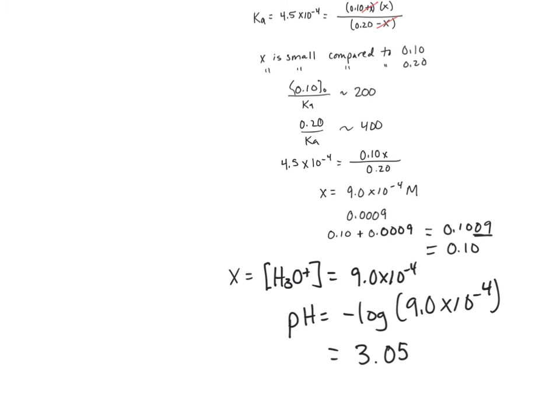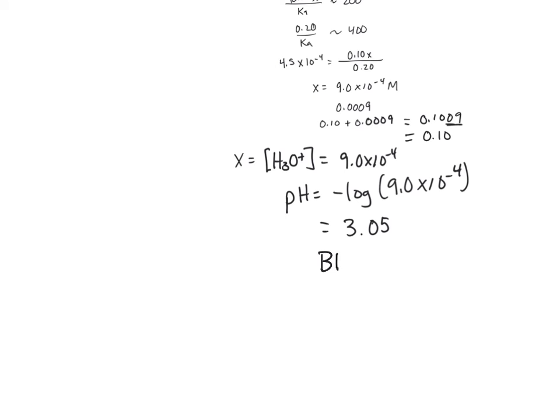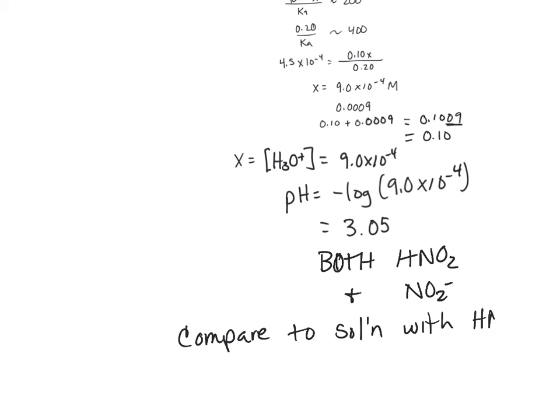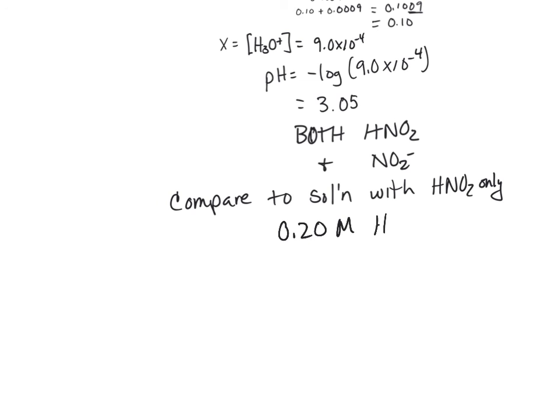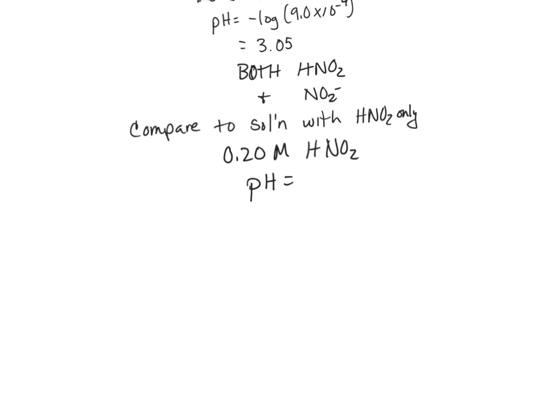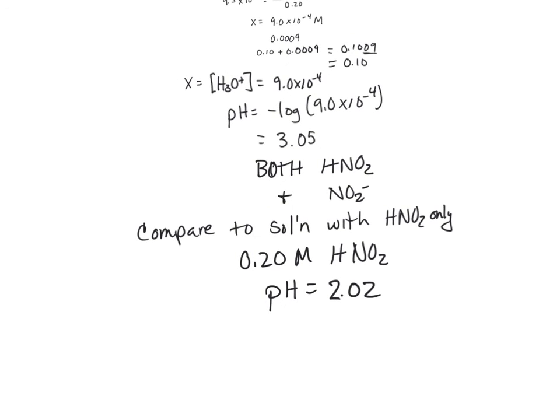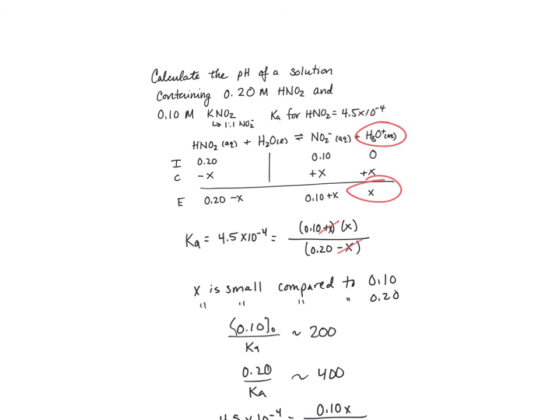So you can compare this calculation, when we have both HNO2 and NO2 minus in solution, to a solution that only has HNO2. And this would be a 0.2 molar solution, and that has a pH of 2.02. So you can see that the pH has gone up when we add in the nitrite ion. And what that's suggesting is that there's less H3O plus formed. And that's what we expect because our equilibrium shifts more towards the reactant side compared to when there isn't any nitrite present.